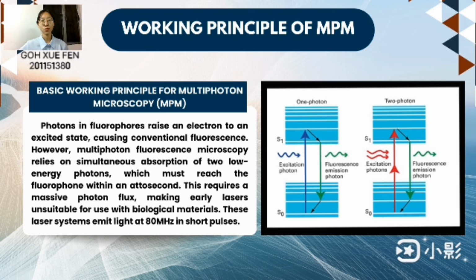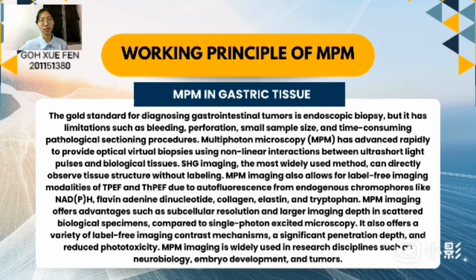So when it comes to finding tumors in the stomach and intestine, doctors usually use a method called endoscopy biopsy. It's not perfect because it can cause bleeding and poke holes, the sample is sometimes too small, and it takes a long time to process. Now we have a technology called multiphoton microscopy, so they can take pictures inside without actually cutting anything.